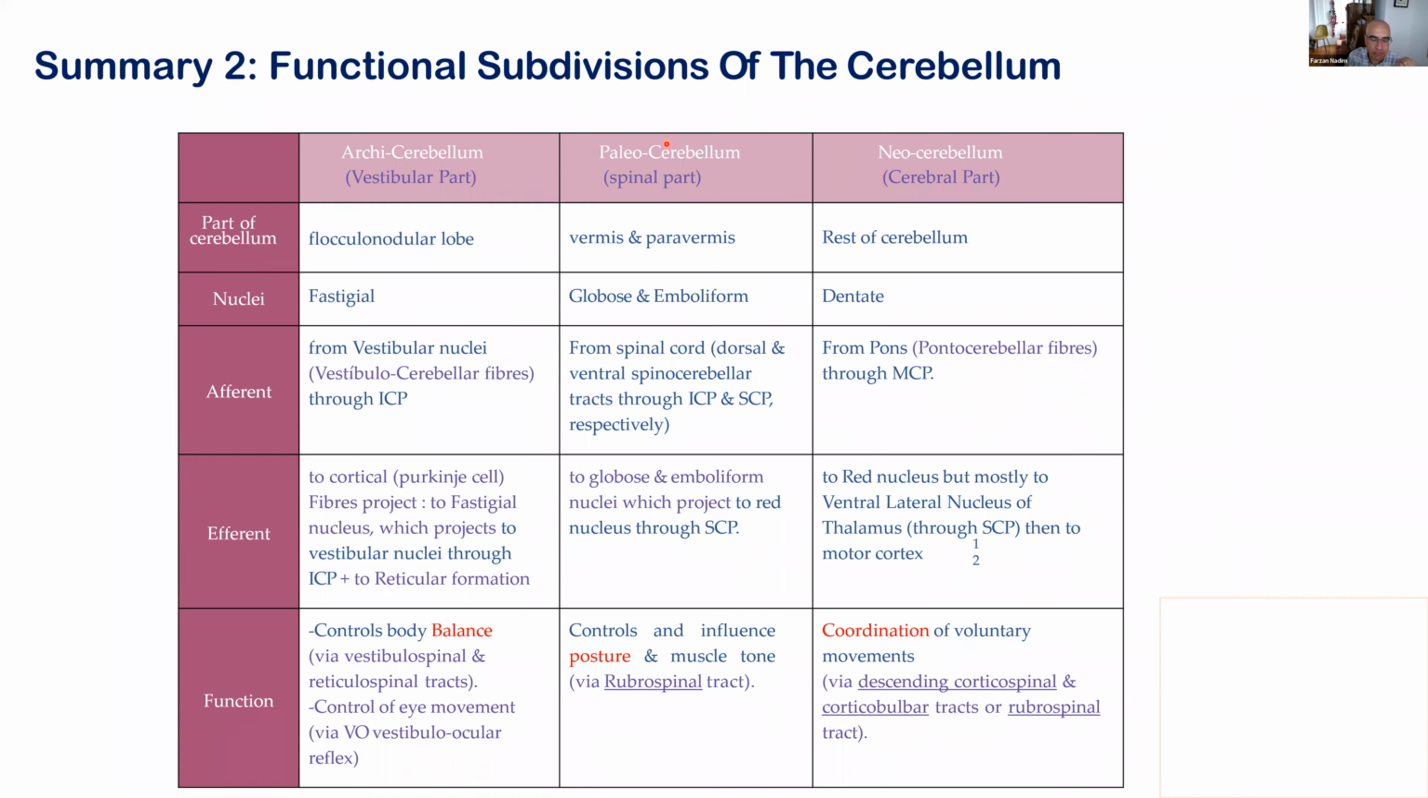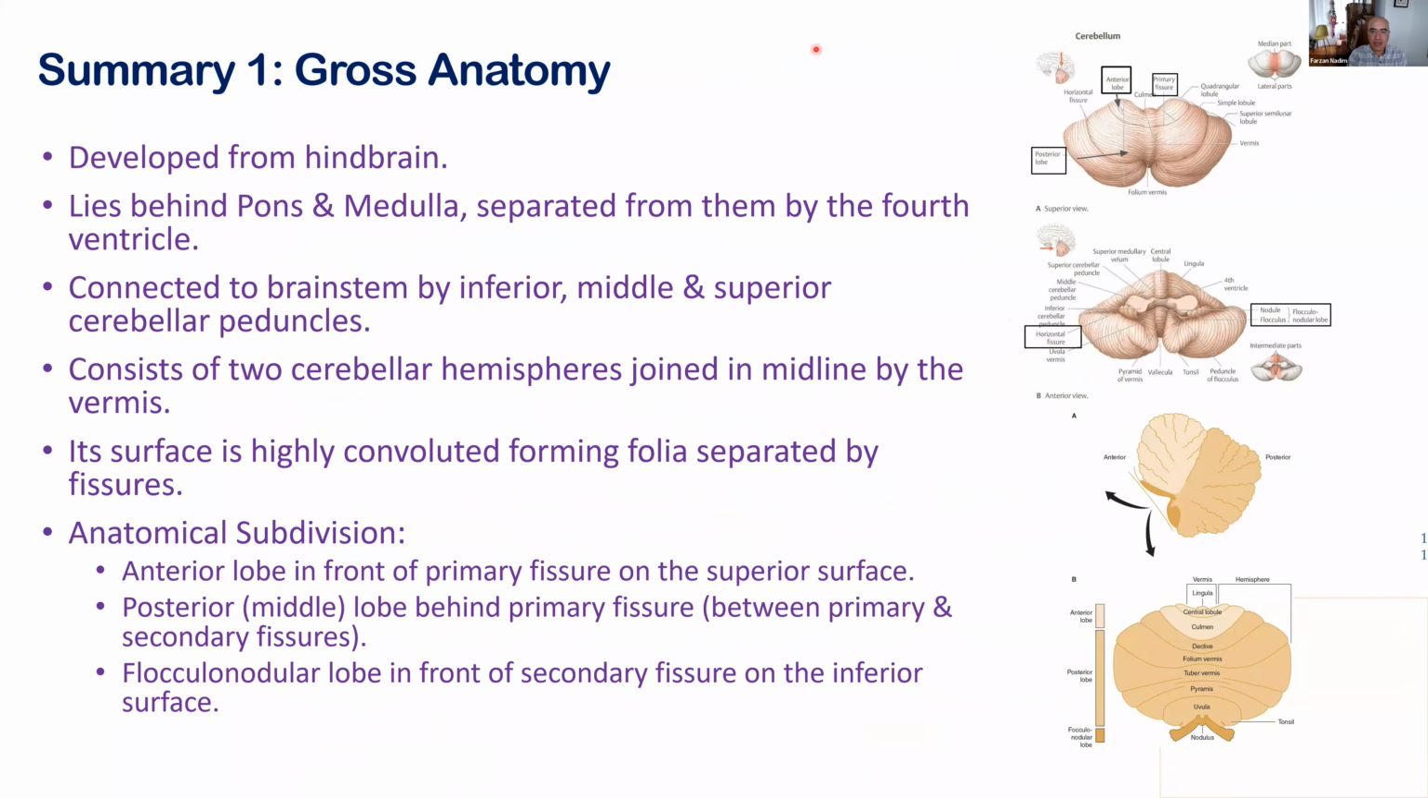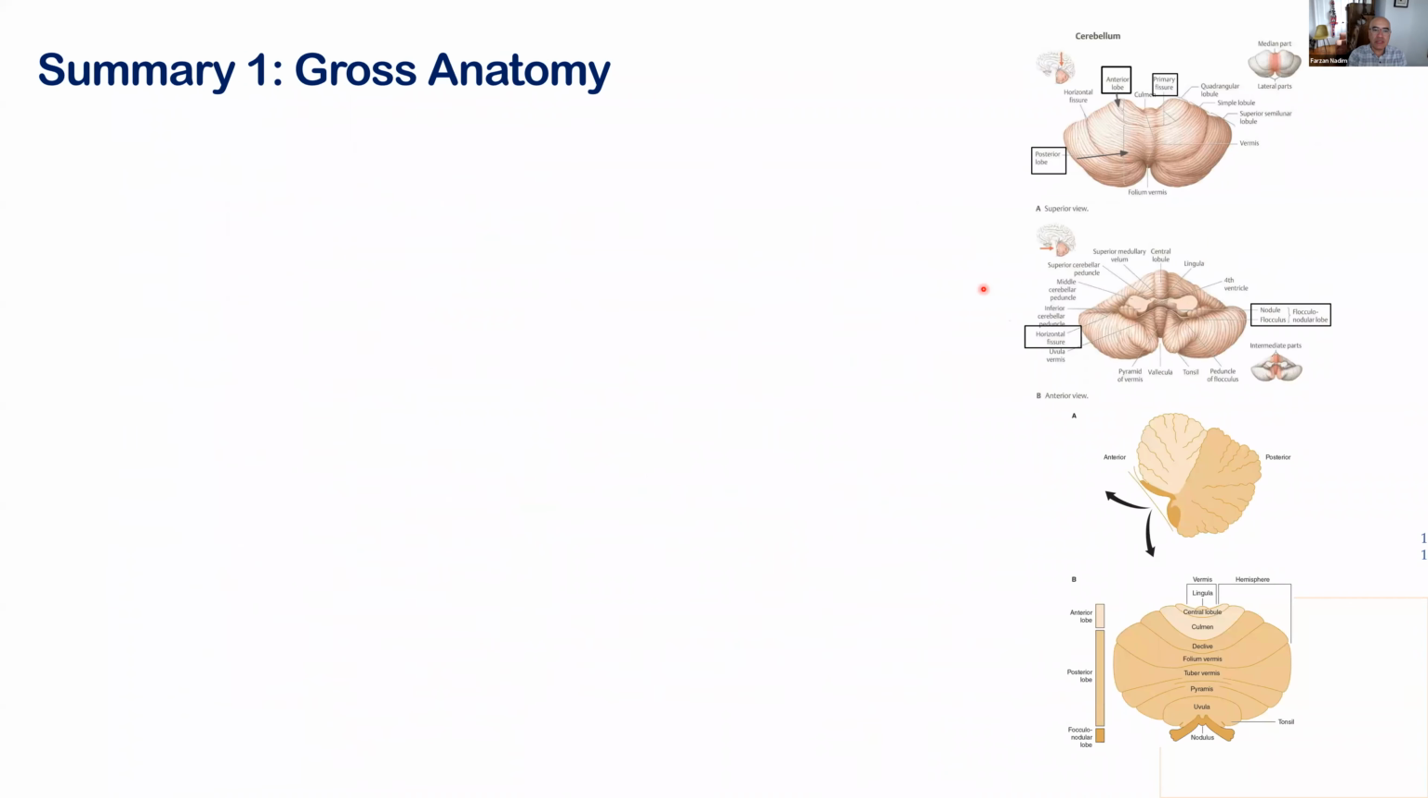Then the paleocerebellum or the spinocerebellum, which are the vermis and the regions around the vermis in the spinocerebellum, or paravermis. And by the way, globose and emboliform are the same as I showed you here.